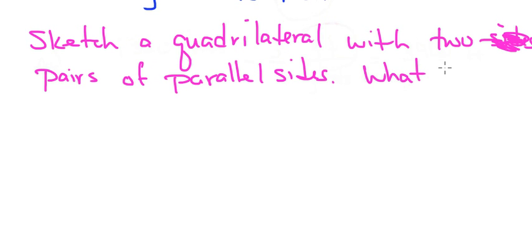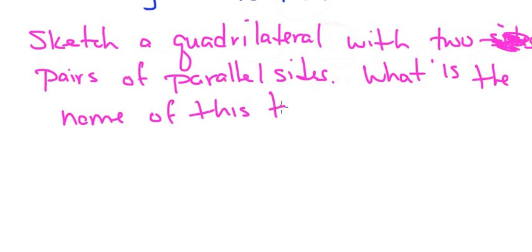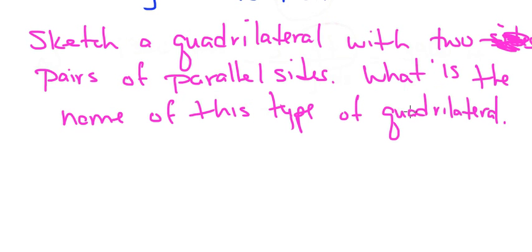What is the name of this type of quadrilateral? Okay, Liz, I see your hand. Thank you. What is the name of this type of quadrilateral? A quadrilateral. What is a quadrilateral, by the way? Okay, it's a polygon with four sides.